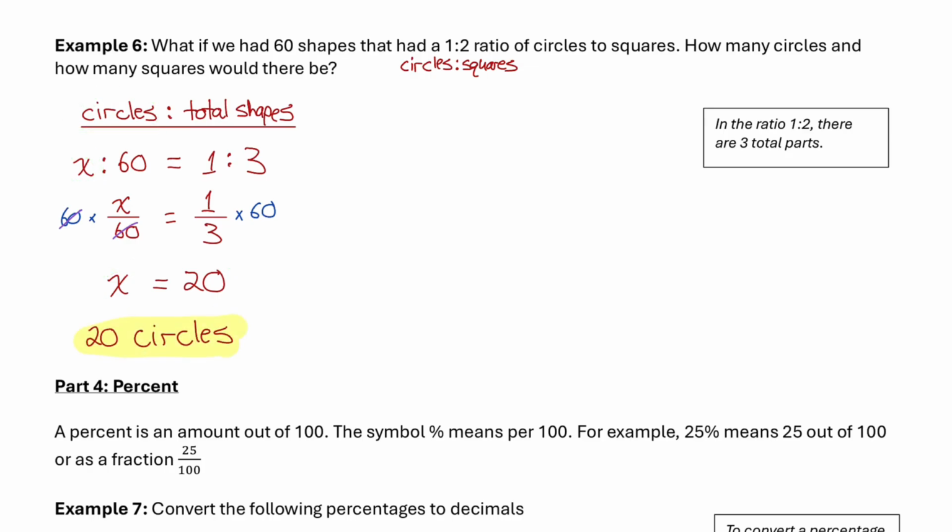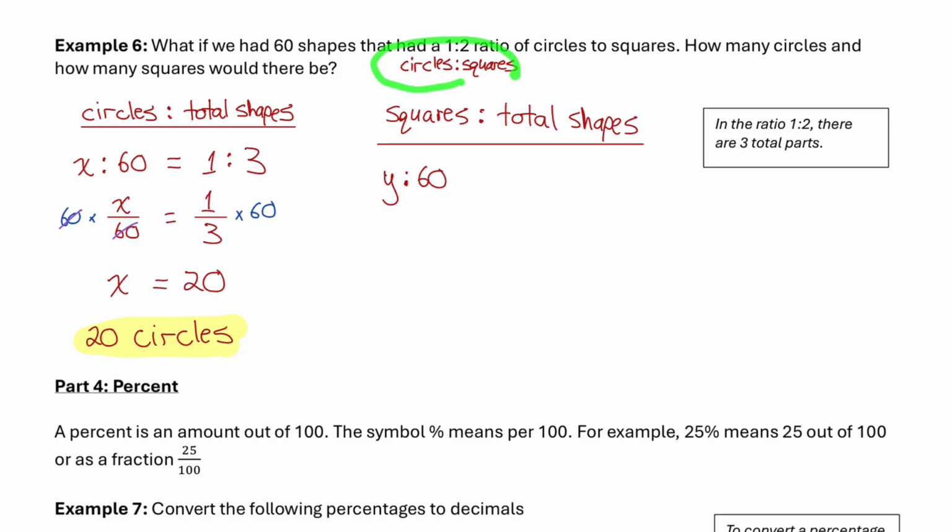And now we also have to solve for the number of squares. So I'll set up a ratio of the number of squares to total shapes. I'll use the variable y to represent the number of squares. So y to 60, right? There are 60 total shapes. And then based on the ratio of circles to squares having to be 1-to-2, I could set this y to 60 ratio equal to, well, in the 1-to-2 ratio, the 2 is the number of squares. So I could set it equal to 2 to 3. Remember, in a 1-to-2 ratio, add 1 and 2 together, and there are 3 total shapes in that 1-to-2 ratio.